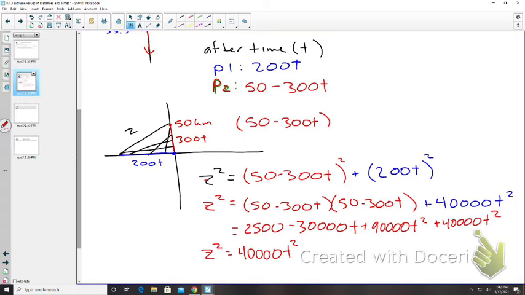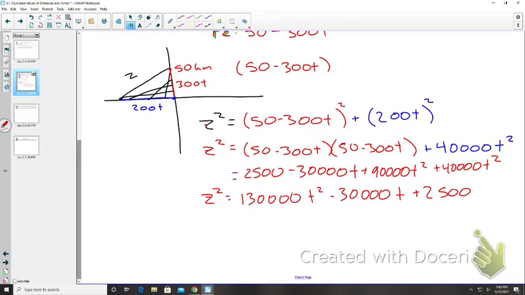40,000 t squared. Sorry, that should be 130,000 t squared. My apologies. Minus 30,000 t plus 2,500. Okay, so at this point here, we have a simplified function. So now that it's written like this, we want to find z minimum.